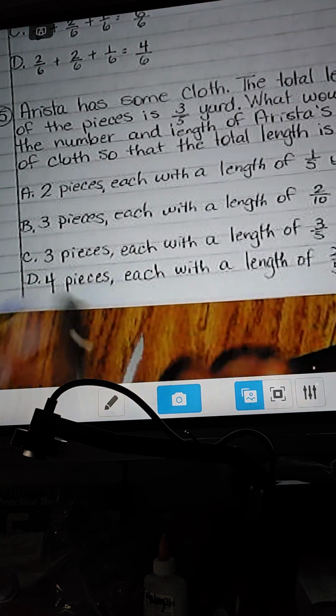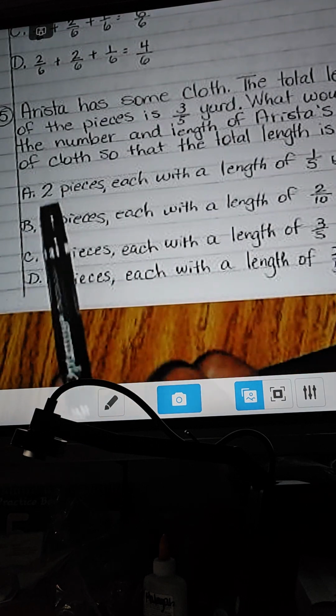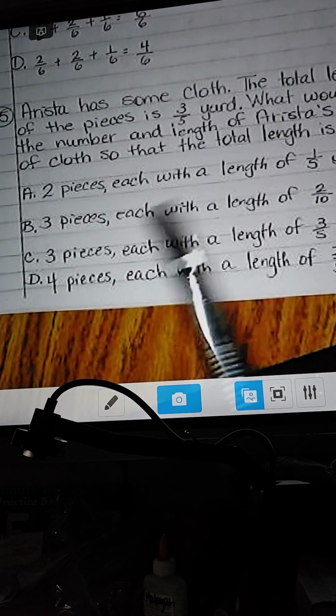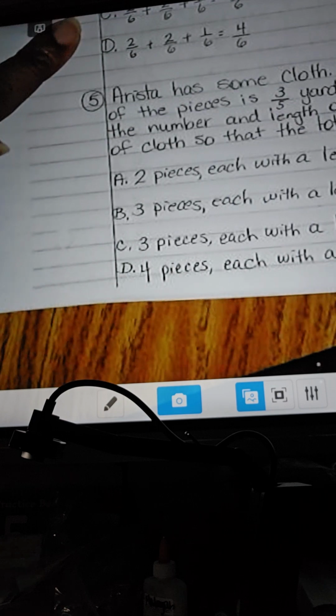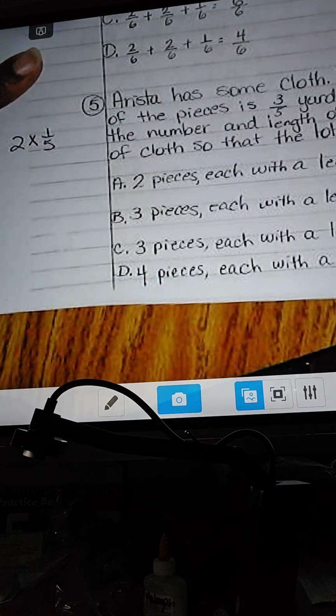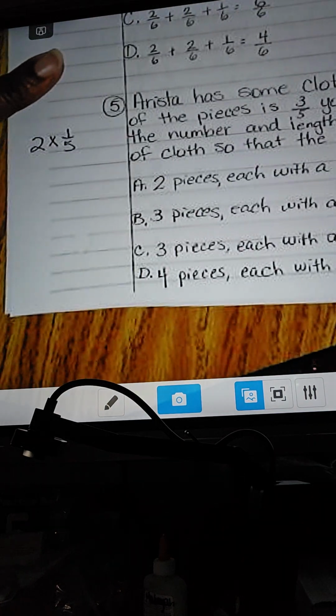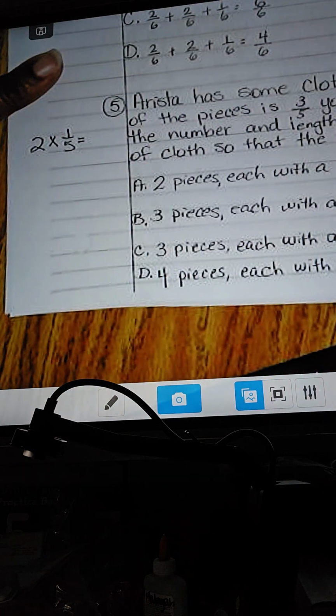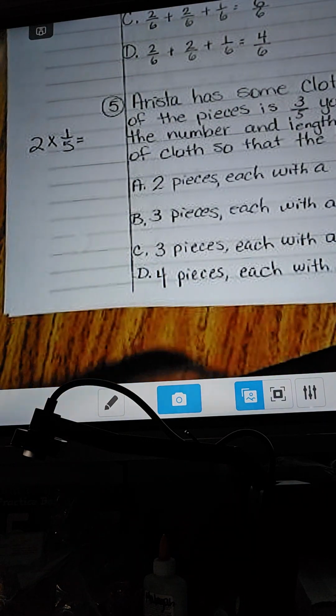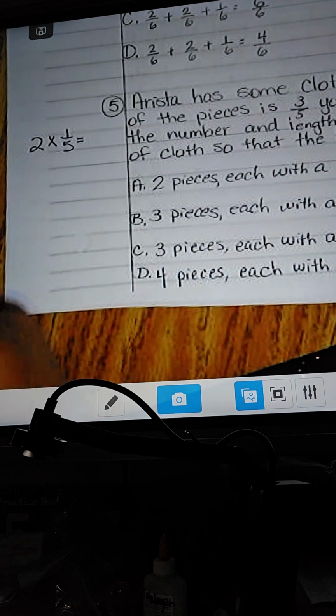Okay? So let's look. 2 pieces, each with the length of 1/5 yard. So if it's 2 pieces, 1/5 each, that's 2 times 1/5, ladies, or 1/5 plus 1/5. What would the answer be? 2/5.